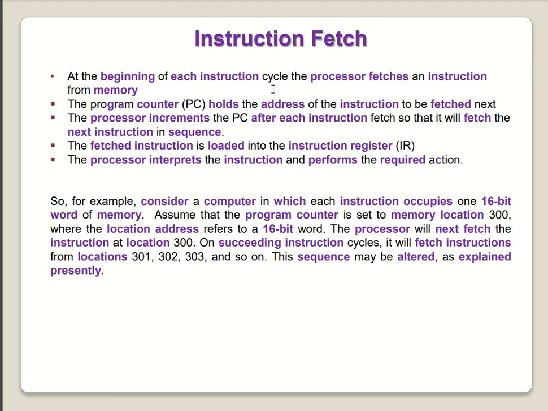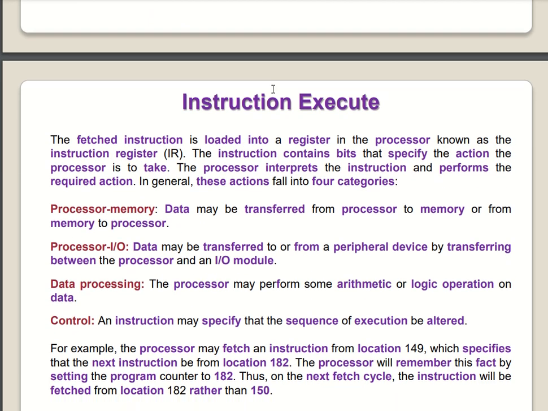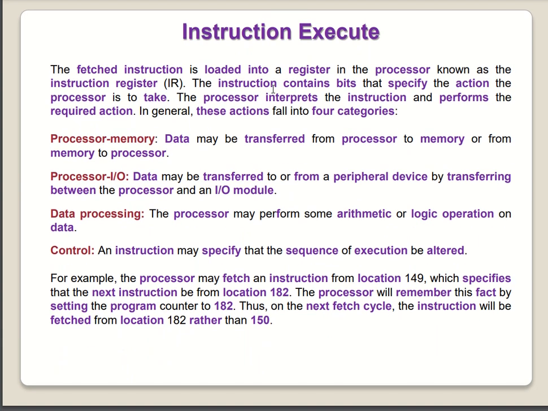After the instruction is moved to IR, the processor interprets the instruction and then performs the required action. Interprets means decoding the instruction. What is that instruction? What to do? What is the operation? So it understands and then performs the required action. So this is about instruction fetch. An example is given, so you can go through it for your better understanding, which is given in the paragraph. The next step is instruction execute.